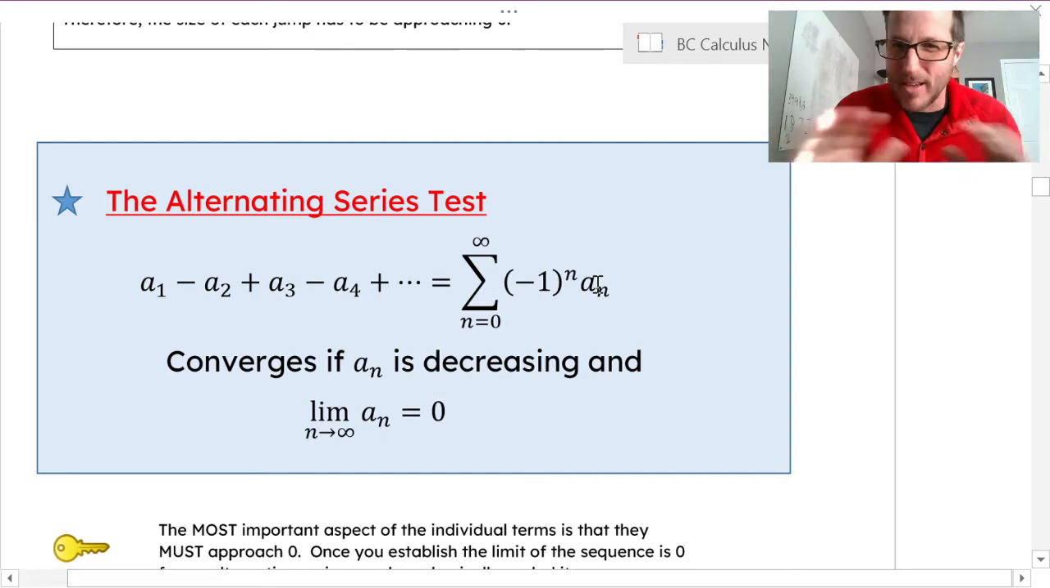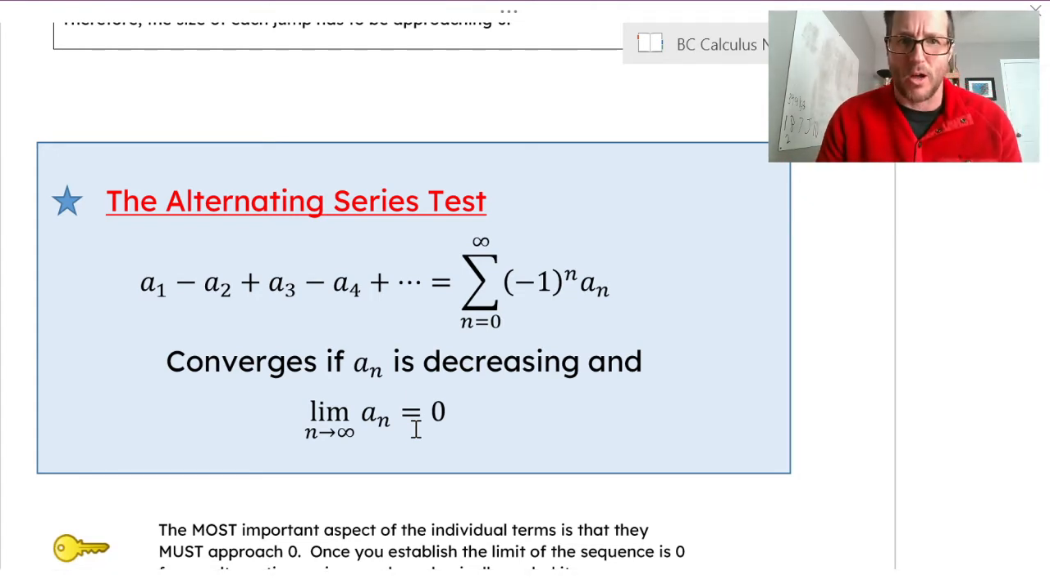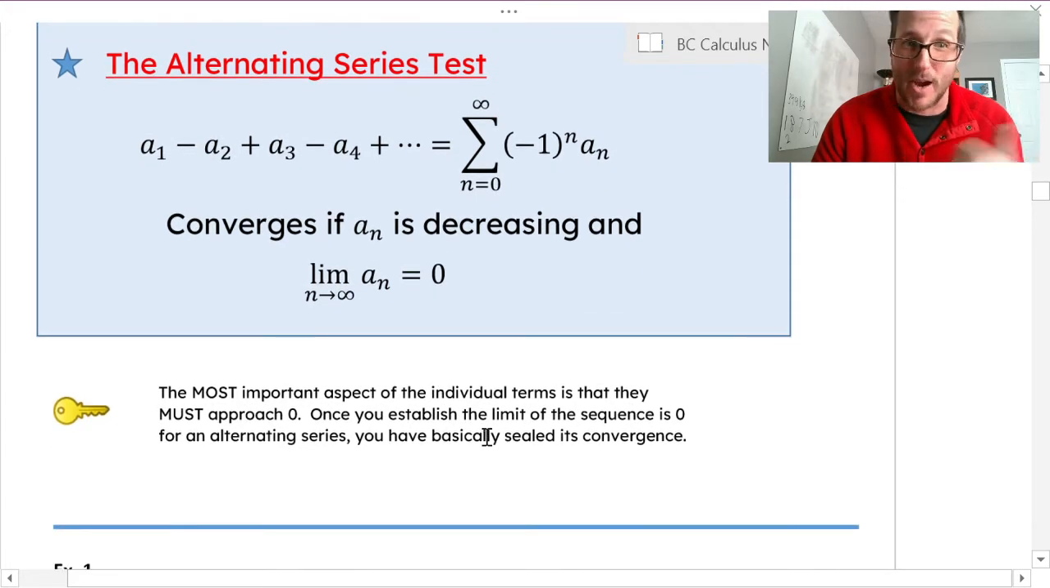a sub n is just the sequence of values. For this alternating series to converge, the values of a sub n have to be decreasing. They've got to be getting smaller, and their limit at infinity has to be 0. So it's kind of a combination of a couple things, like the nth term has to be 0 for an alternating series. And really, if you can seal that deal, if you can say that the limit of the sequence is 0, you've basically captured the entirety of the alternating series test.